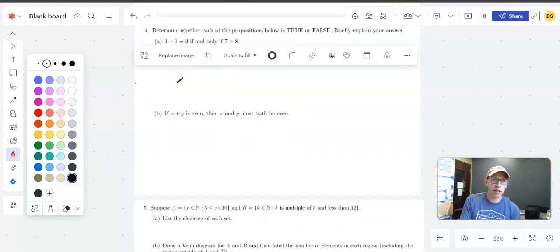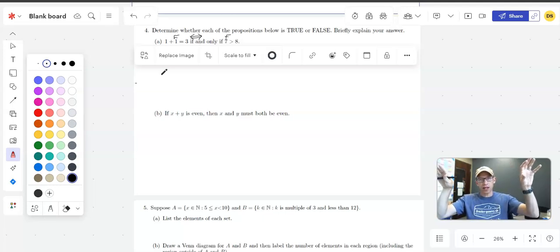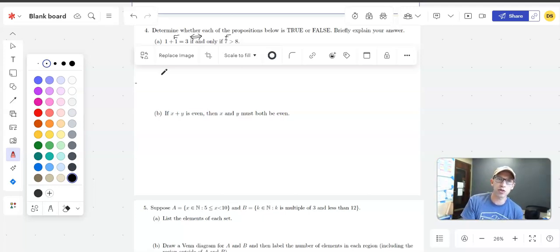So this first one here. 1 plus 1 equals 3 if and only if 7 is greater than 8. This one was in the Jeopardy review, and basically this is false, and this is false. And if and only if, in terms of logic symbols, is the double implication or biconditional. The way this is true is if the values on each side are the same. So if they're both true or they're both false, then the overall biconditional is true.